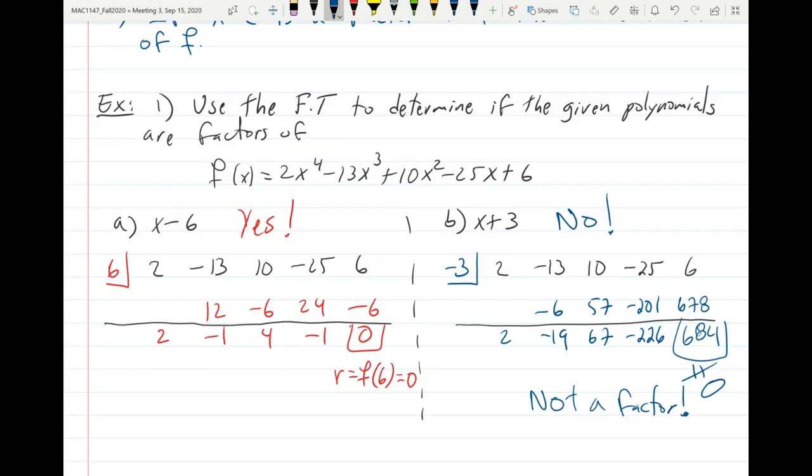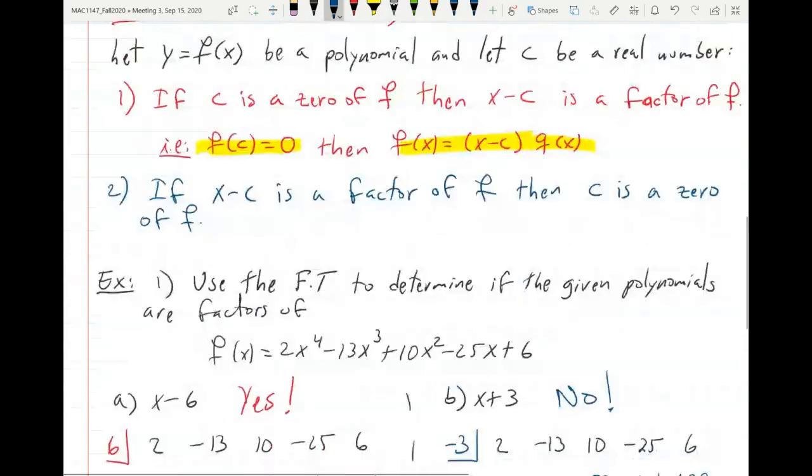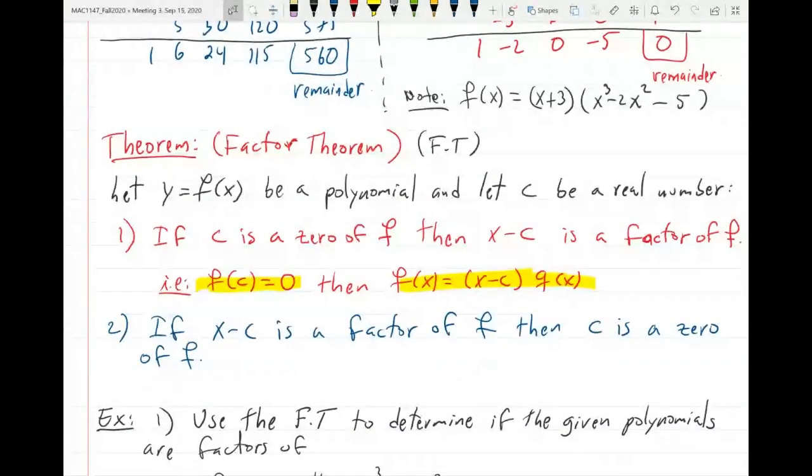Okay, questions on how to test whether something is a factor or not of your polynomial? Yeah, so that's exactly what the theorem says. Read the theorem. If c is a 0, then x minus c will be a factor. But also the other way around. If x minus c is a factor, that's number 2, then c must be a 0. In other words, you have to have remainder 0, because remember, the value of the function at c equals 0. That's the remainder theorem.